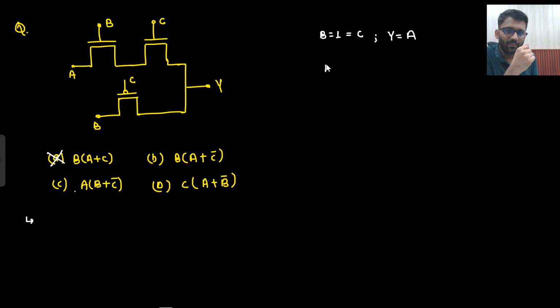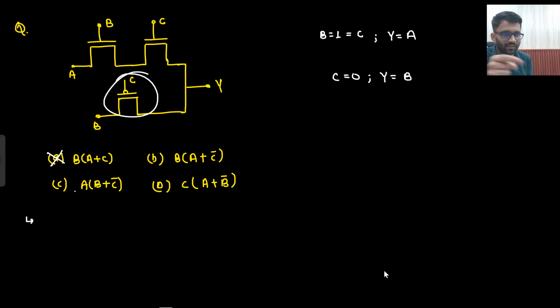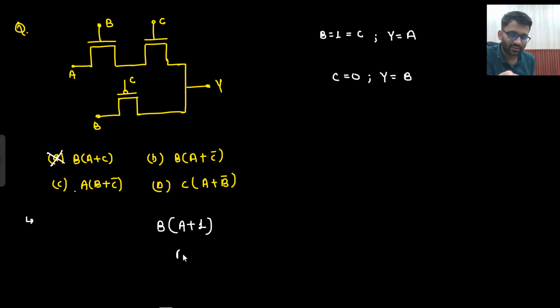Other thing I can see: if C is 0, then Y will be equal to B. Do you agree to this point? Because if C is 0, this will be on. If this is on, then Y will be equal to B. A is don't care here. A did not even come into action. So if C is 0, then Y will be equal to A plus 0. If we put 1 here, A plus 1 is 1. So the answer is B. So this is one of our possibilities.